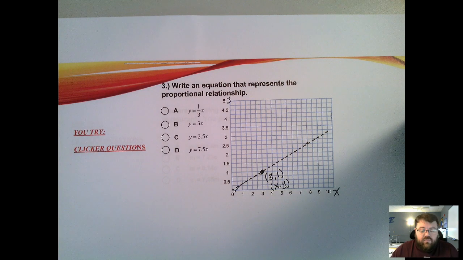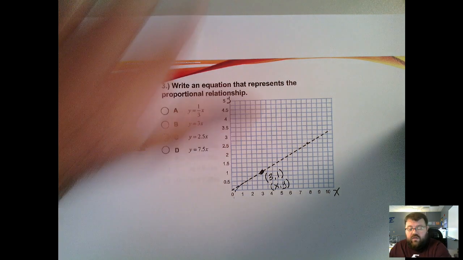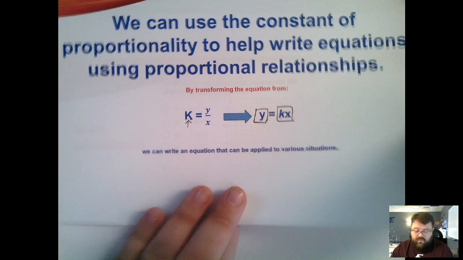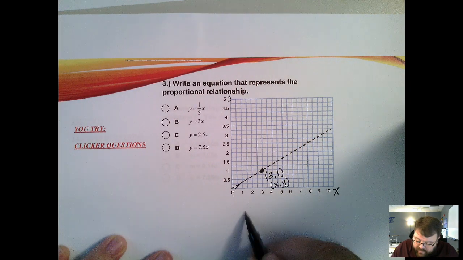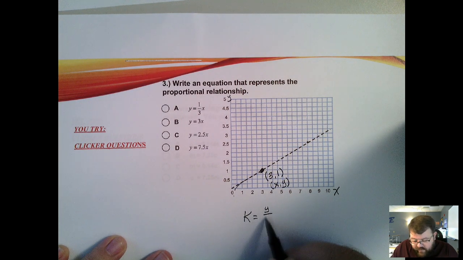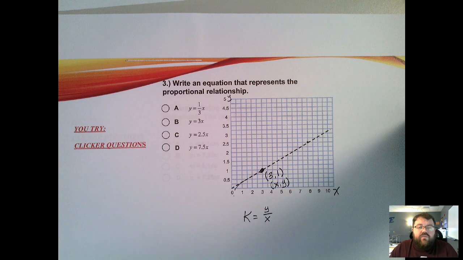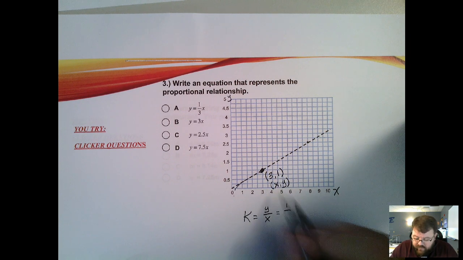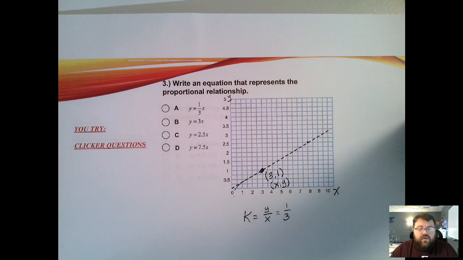Then you have to think, well, what was the equation? Hopefully you've got these written down. There's a purpose that I had you write these down. K is equal to y over x. Pause the video and tell me the constant of proportionality. Okay, from here, you needed to look at your point. You needed to identify the value of y, which is 1, the value of x, which is 3. So your constant of proportionality is 1/3.